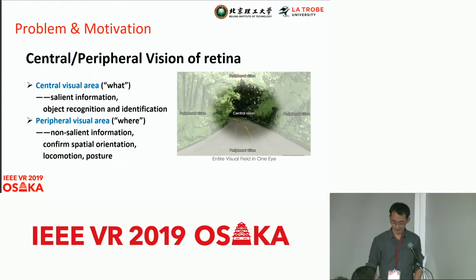Visually induced motion sickness is related to human vision. This slide shows the central and peripheral vision of the retina. The retina can be divided into two parts. The first part is the central vision area. This area is responsible for the perception of salient information to achieve object recognition and identification, associated with the what question. And the peripheral vision area is responsible for the perception of non-salient information to confirm spatial orientation, locomotion, and posture, and is also associated with the where question.